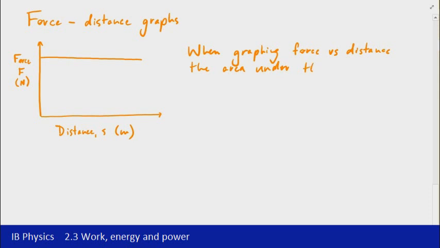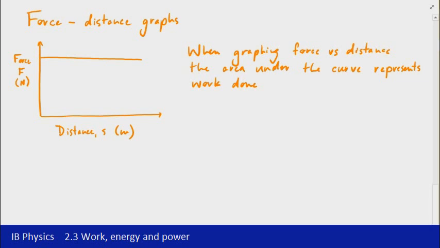And if you think about area, it's a length times a width, but here the length and width that we're dealing with is actually going to be a force and a distance. And so if we take those two quantities, force and distance, and multiply them together, that then represents the work done by that force in moving that distance.